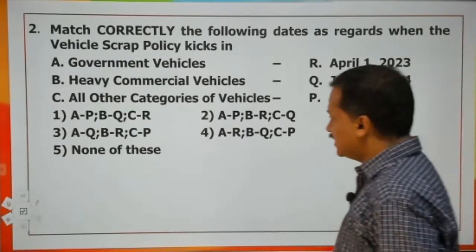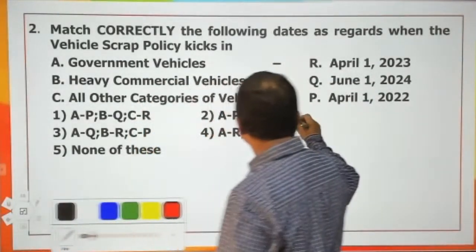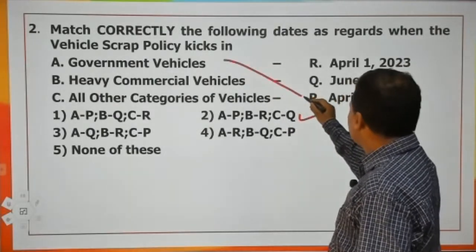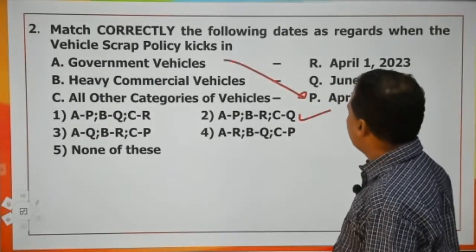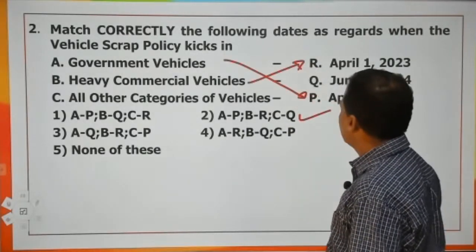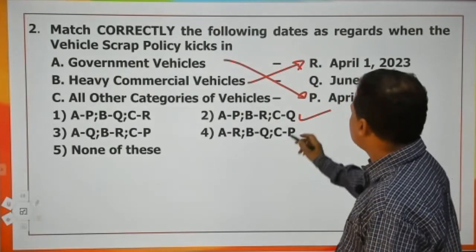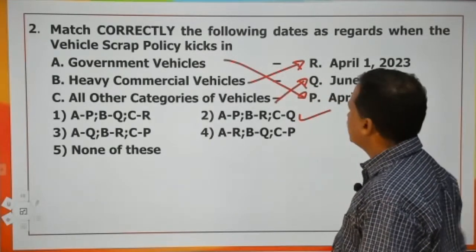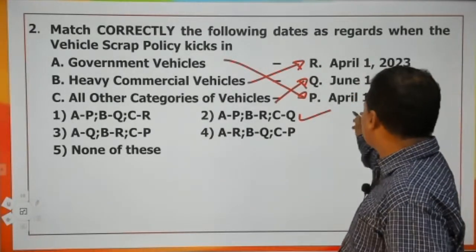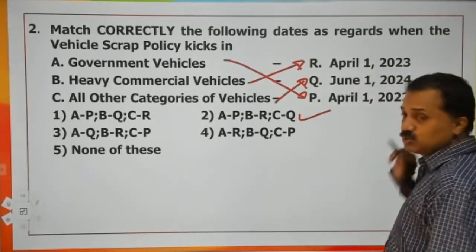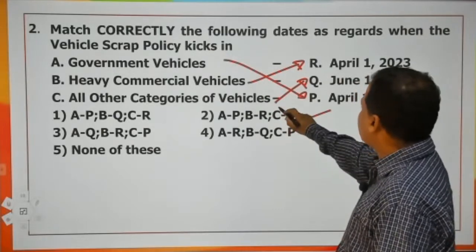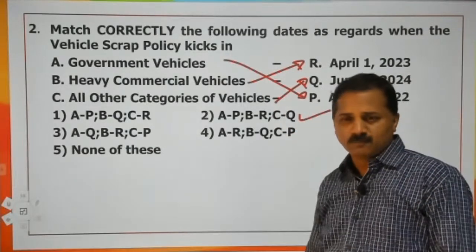The answer is the second option. So AP, BR, and CQ, that is it. So this is the government vehicles. The scrapping would start on April 1, 2022, heavy commercial vehicles April 1, 2023, other category vehicles June 1, 2024.